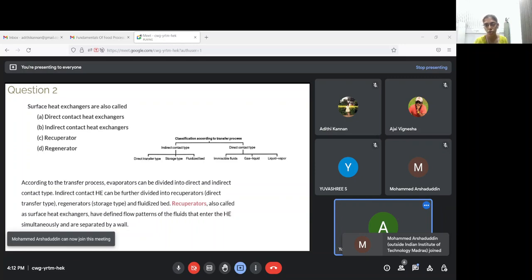So any doubt in this? The difference between recuperators and regenerators? So the answer to this question is option C, recuperators.